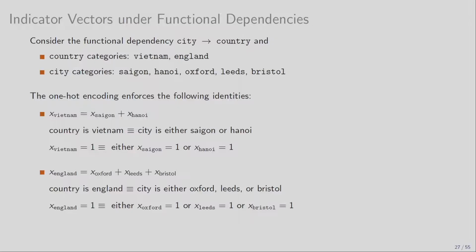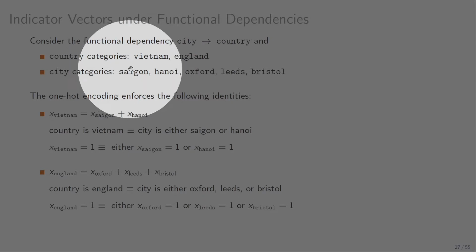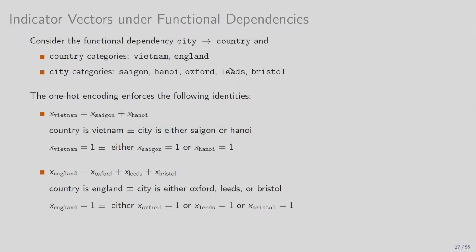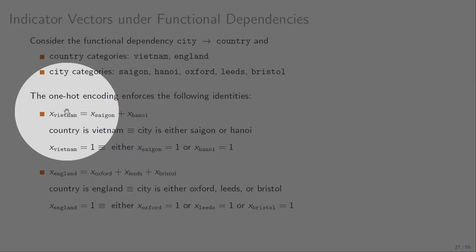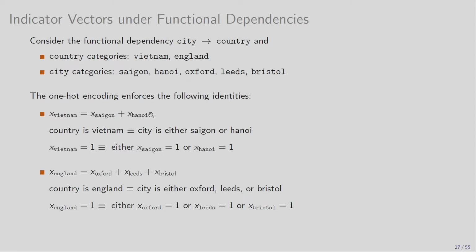Okay? So here, for the sake of an example, I take two countries. I take Vietnam and England, and I take five cities. I take Saigon, Hanoi, Oxford, Leeds, and Bristol. And then if we reason in terms of the one-hot encoding, the indicator vectors, then X Vietnam is in fact X Saigon plus X Hanoi, right?